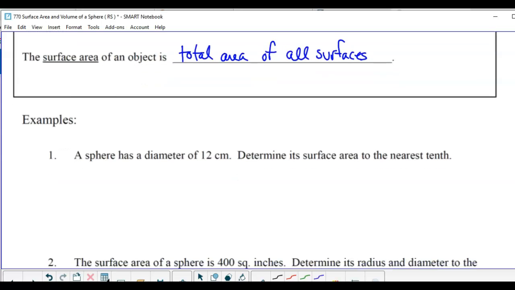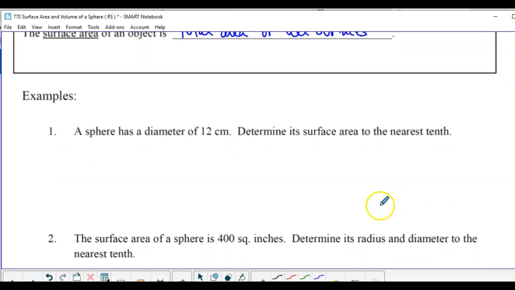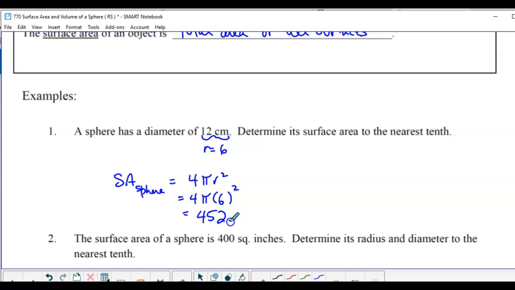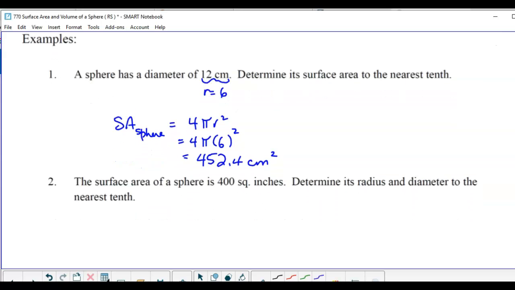All right, so sometimes you're not given a picture. It says a sphere has a diameter of 12, determine its surface area. Right away I find the radius, and the surface area of a sphere is 4 pi r squared, so that's 4 pi times 6 squared. You can do that on your calculator, 4 pi times 36, and to the nearest tenth it's 452.4 centimeters squared. Surface area is always units squared.